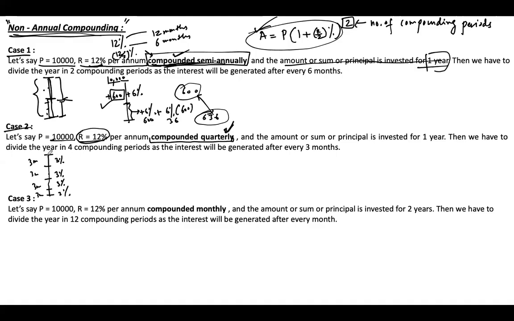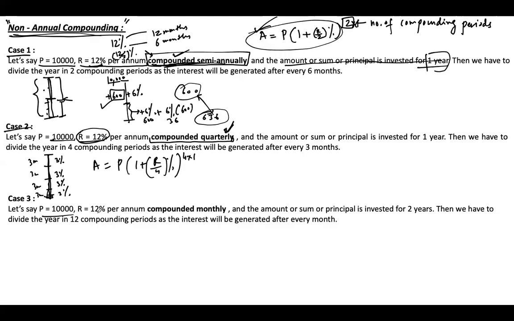And let's say the number of years was 1, but how many compounding periods? 4. So 1 plus R by 4, which is 4%, and this would be 4 into 1. This is 2 into 1.